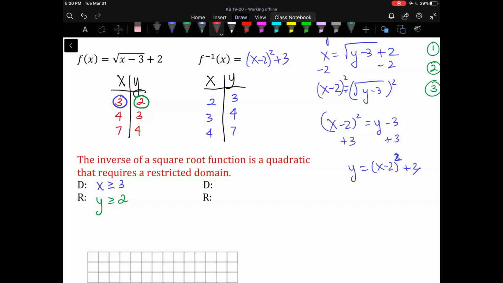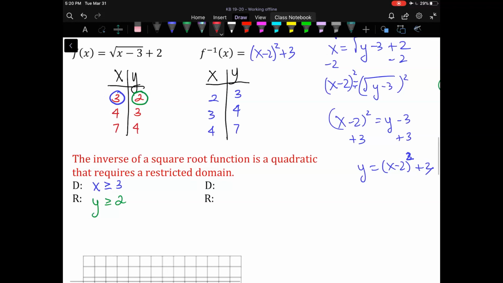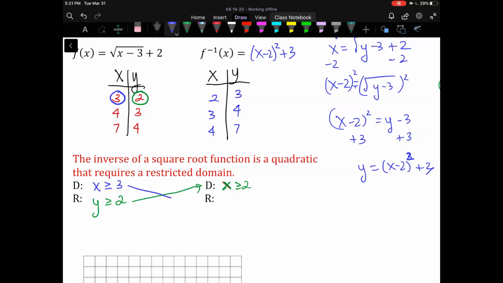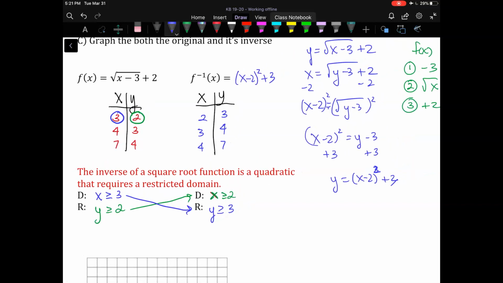But if we follow this idea of points flip-flopping and domain and range flip-flopping, then you would see that your domain for your inverse is going to be x's. Sorry, let's do it the same colors we were using before. Is that x would be greater than or equal to 2 because it switches with the range. So this is going here. And then your new range is y is greater than or equal to 3. And so what this gives us is called a restricted domain.